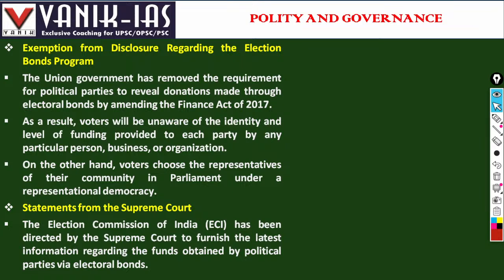So what did the Supreme Court say? The Election Commission of India has been directed by the Supreme Court of India to furnish the latest information regarding the funds obtained by political parties via electoral bonds. This is to be submitted to the Supreme Court by the Election Commission. This is the present ruling of the Supreme Court.